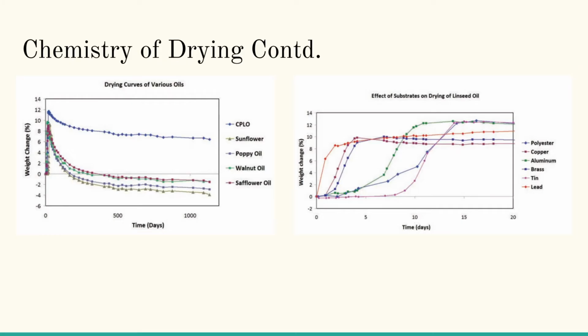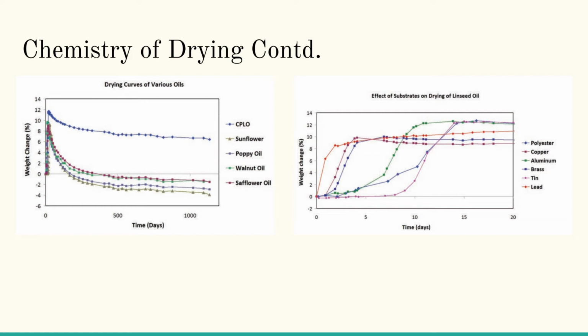Drying time can vary greatly between paints depending on their pigment and vehicle. The graph on the left of the slide shows the drying times of various pure oils. Initially, the weight of the oils increases due to their reaction with oxygen in the air. As time progresses, compounds diffuse out of the films produced by drying. This causes the oil weights to decrease. Linseed oil, which is listed as CPLO in the graph, for example, has a significantly lower drying time than poppy seed oil.